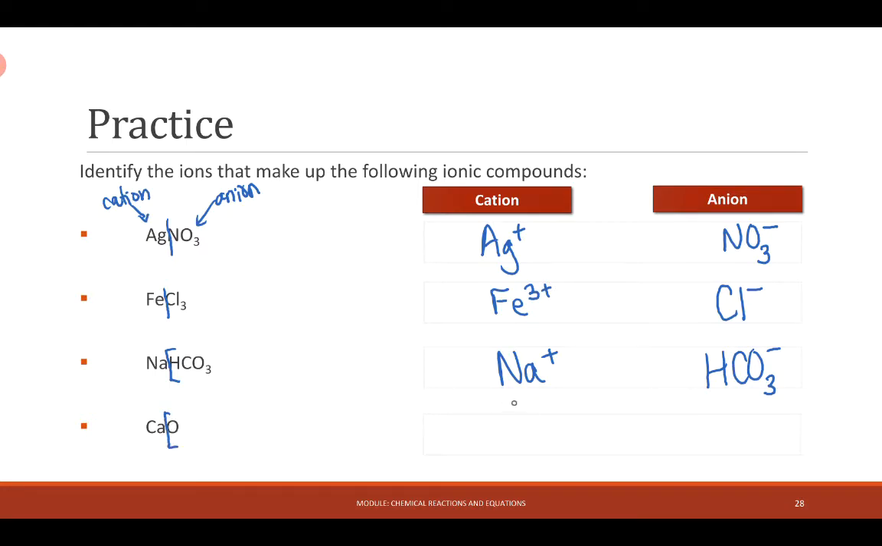For our last one, we have calcium and we have oxygen. Oxygen is a 2- anion, and calcium is a 2+ ion, since it's in group 2.